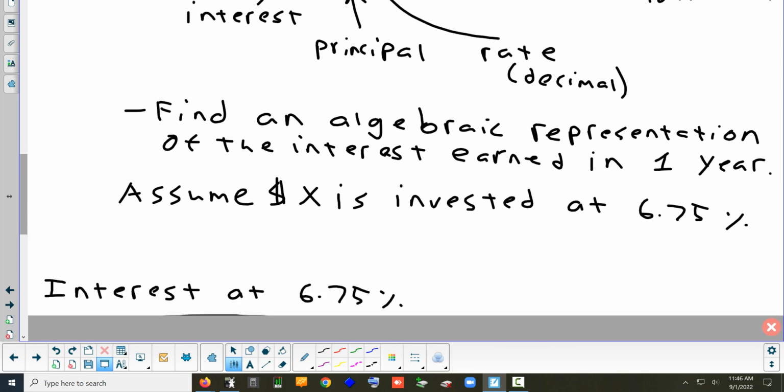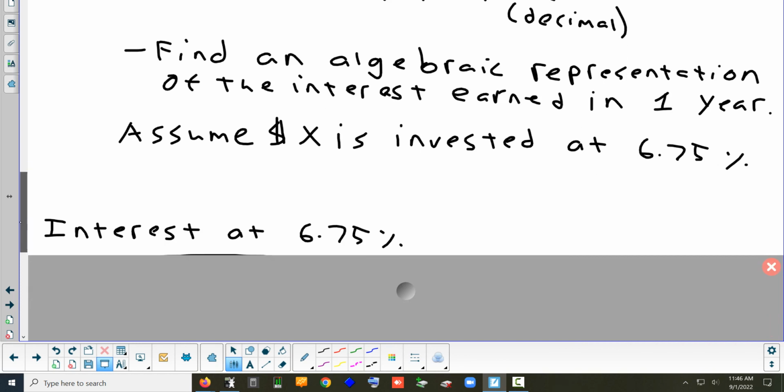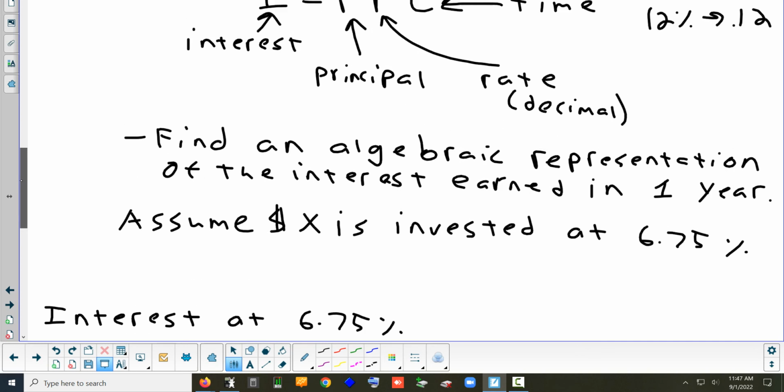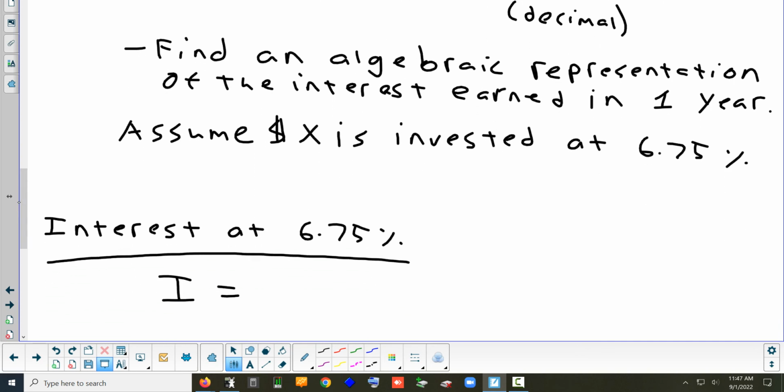So what we want to do first is calculate how much interest Bill makes just in the 6.75% account. Let's just find that. We'll worry about the other account after. PRT. What's the principal, or the amount of money that Bill invests at 6.75%? Is it 20,000 minus X? What's X? The amount being invested. In which account? The 6.75. So how much money did he invest in the 6.75 amount?